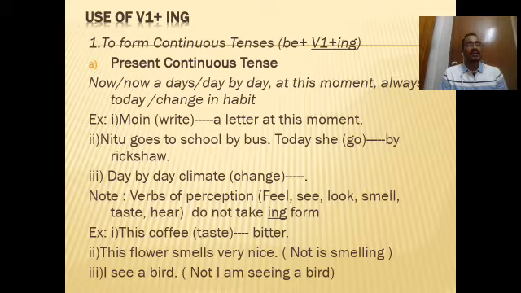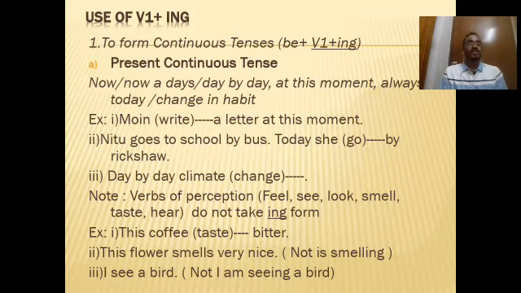Moin write a letter at this moment. So what would be the answer? Moin is writing a letter at this moment. Nitu goes to school by bus. Today she go by rickshaw. So this is a change in habit. She usually goes by bus, but today she is going by rickshaw. Day by day climate change. The answer is: day by day climate is changing.